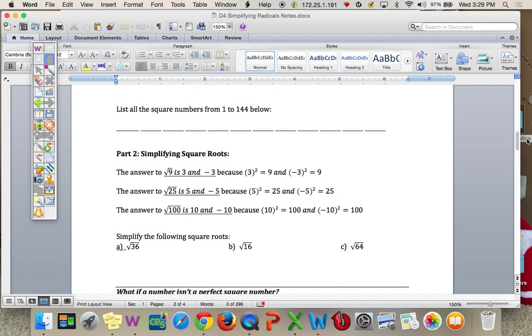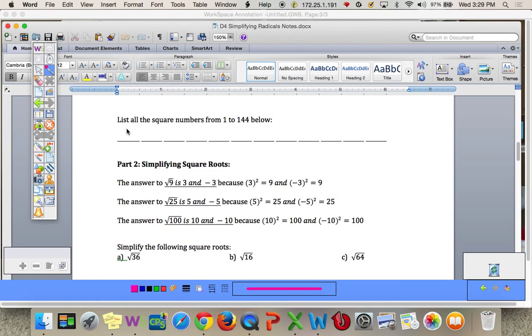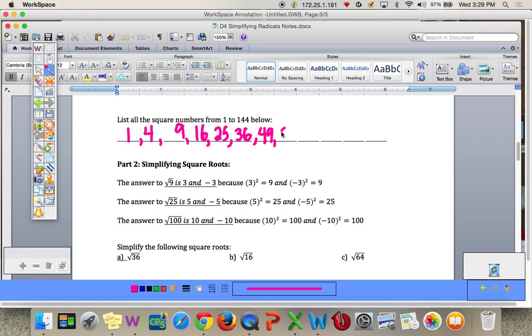And right here, list all the square numbers from 1 to 144 below. So let's do that. 1 times 1 is 1, 2 times 2 is 4, 3 times 3 is 9, 4 times 4 is 16, 5 times 5 is 25, 6 times 6 is 36, 7 times 7 is 49, we have 64, we have 81, 100, 121, 144.